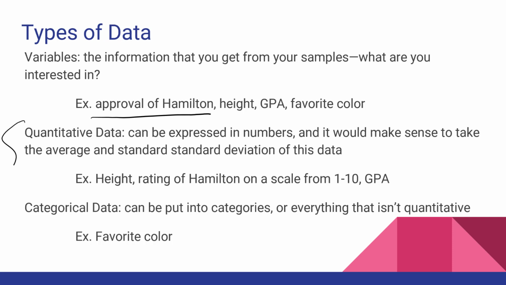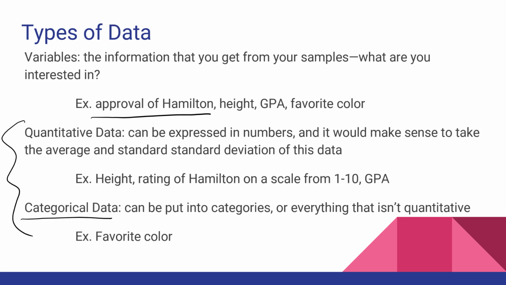You can split these data into two main groups: your quantitative data and your categorical data. Quantitative is what it sounds like, quantities, so you're talking about numbers. This is all data that can be expressed as numbers, and these are numbers that it would make sense to take the mean of and then find the standard deviation for. Again, examples of this would be your height, your approval of Hamilton on a scale from 1 to 10, and then your GPA.